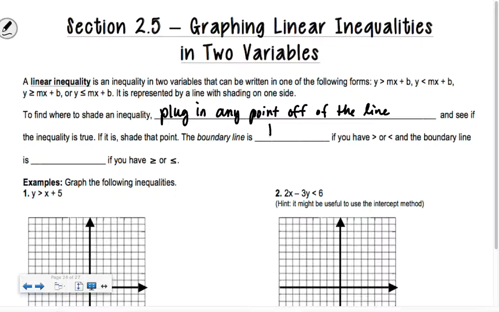The boundary line is dotted if we have greater than or less than, and the boundary line is solid if we have greater than or equal to or less than or equal to. So basically the equal to part is just filling in the line. It's shading that line as well.